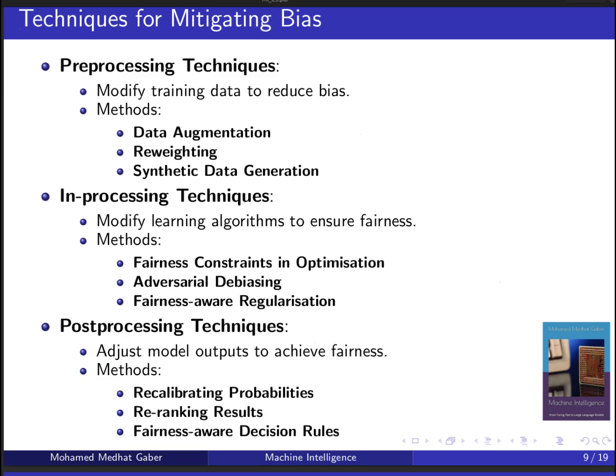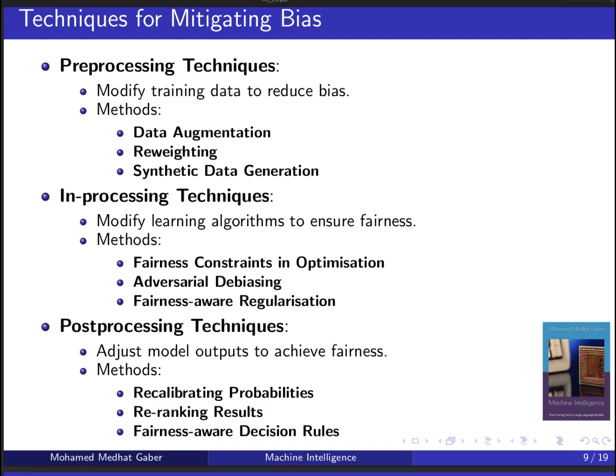Having discussed how to measure bias and fairness, let's turn our attention to the practical steps we can take to mitigate bias in AI systems. Mitigation strategies are crucial for developing AI that is fair, trustworthy, and aligned with ethical standards. These techniques can be categorized into three main approaches: pre-processing, in-processing, and post-processing.